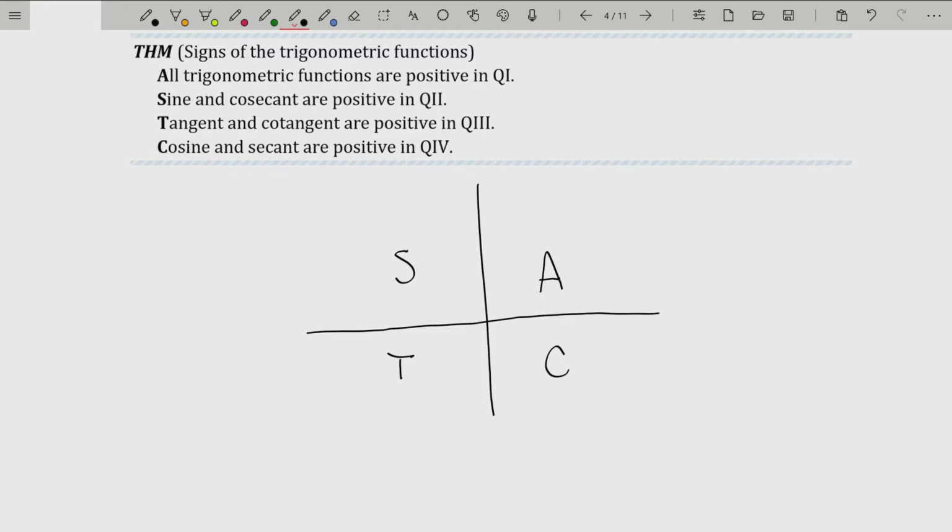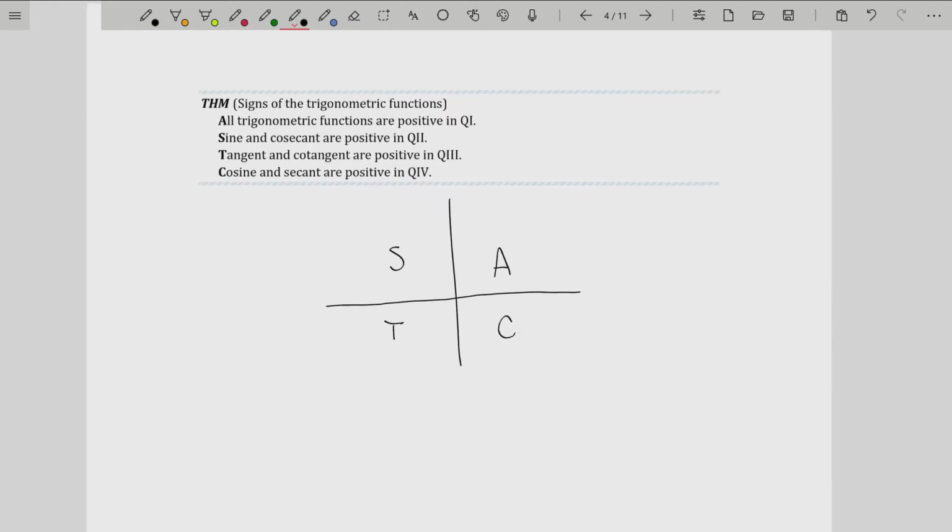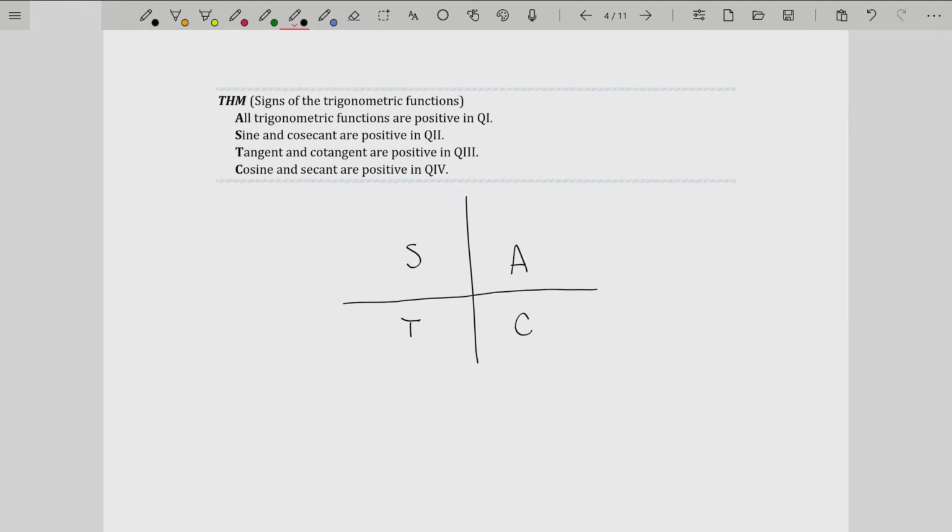So there you go. Now that will be the wrap up for this video. It's just a quick reminder of the trig functions. In the next video, we'll quickly go through some values of trig functions.